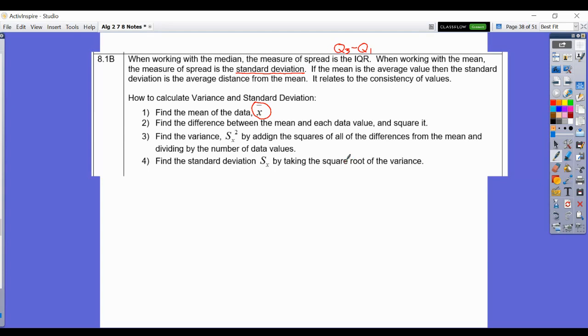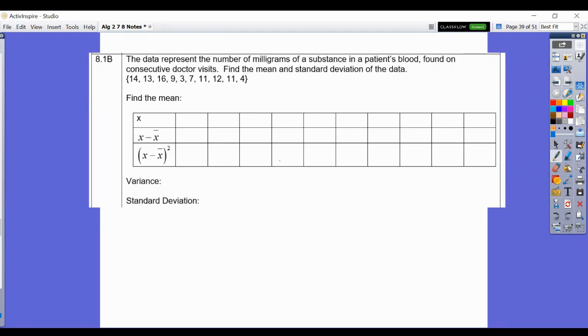So it sounds like a lot of steps. It is a lot of numbers. We're going to do a few of these out, and then I'm going to show you how to use your calculator. So you're going to want to have your calculator handy. All right, first of all, we have our set of data here. This is the number of milligrams of a substance in a patient's blood found on consecutive doctor visits. Find the mean and standard deviation of the data.